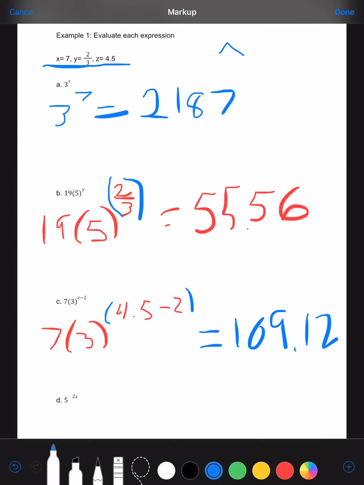And then for part D down here, we have 5 raised to 2x. So 5, we'll start there. And this 2x business is another one you really want to put in parentheses. So you'll do parenthesis 2 times whatever your number is. So in this case, 7, because we're dealing with x. When you type in your calculator, you'll do 5, your up arrow, parenthesis 2 times 7, close parenthesis, enter.